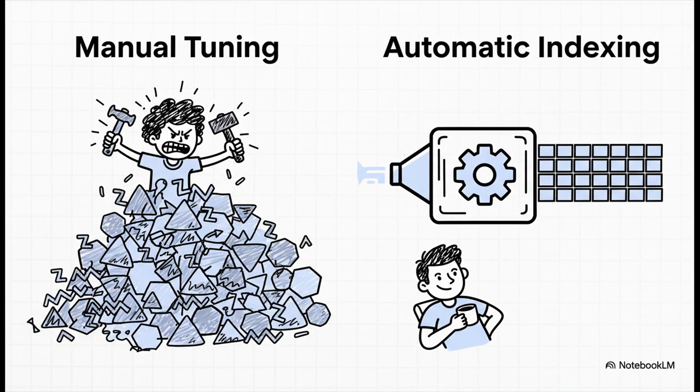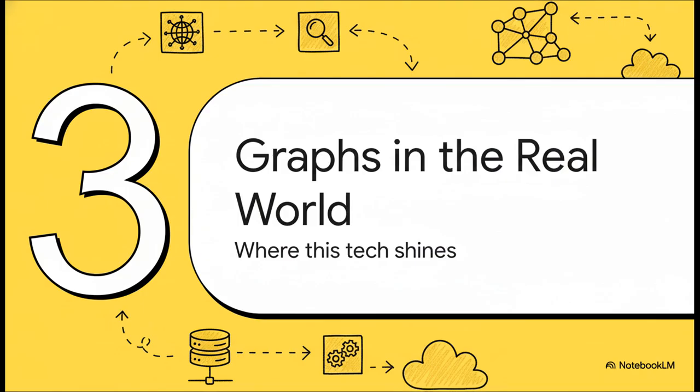Now this is a massive win for developers. In most databases, you're in a constant battle, manually creating and tuning indexes just to keep your queries fast. Cosmos DB just flips that whole script. It automatically indexes everything, all your vertices, all your edges, all their properties, by default. So your queries are just fast right out of the box. No indexing expert required.